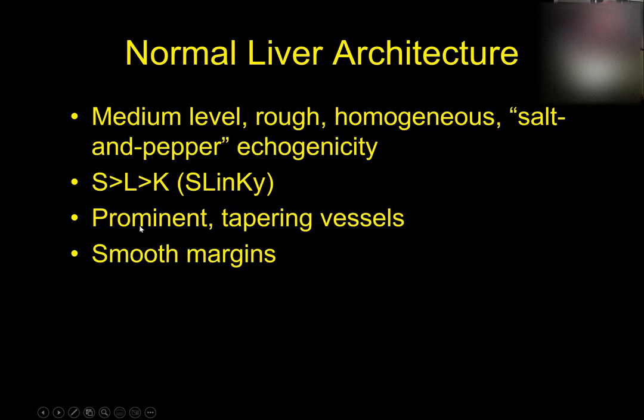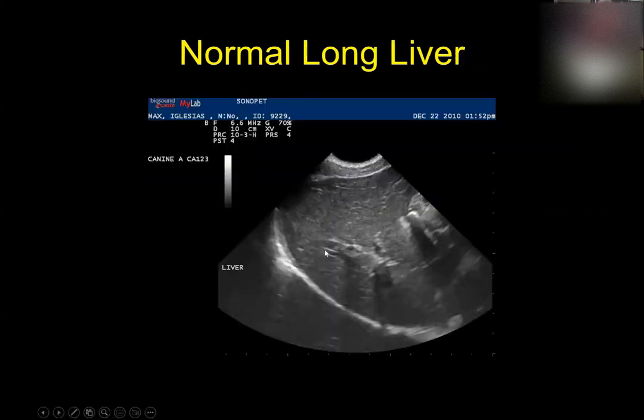Okay, inside the liver, you will see prominent tapering vessels. So you see obvious blood vessels inside the liver, and as they extend to the periphery of the liver, they should taper down nicely. The margins of the liver are nice, crisp, thin, smooth, white, hyperechoic margins, the capsular surface of the liver. So if I look here, this is a normal section of liver. This big organ right in here is all liver.